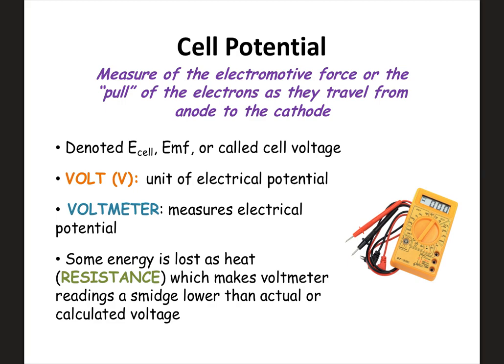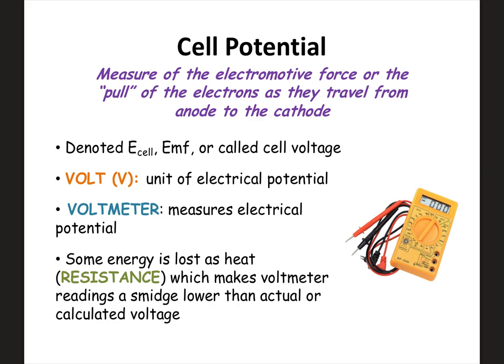Just something to keep in mind here that you are going to lose some of the energy here as heat when this is taking place. All right, this is called resistance. As the electrons are traveling through the wire, some of that energy is lost as heat. All right, this is resistance, which makes these voltmeter readings a little bit smaller than what you would actually calculate them to be. So that's a thing here to understand.